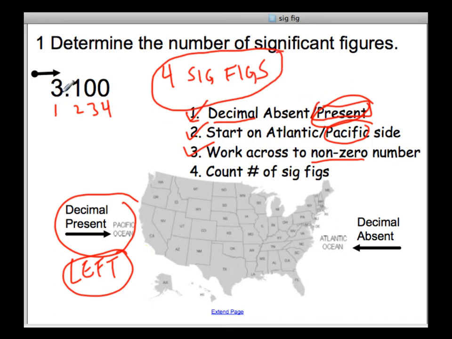The decimal is present. I started on the Pacific side, moved across to my first non-zero number. That 3 was significant, and every number after that is also significant. 4 sig figs for this first example. Let's keep working through this and see another example, and we'll have you guys try some out, and obviously we'll have you guys try some tomorrow in class as well.